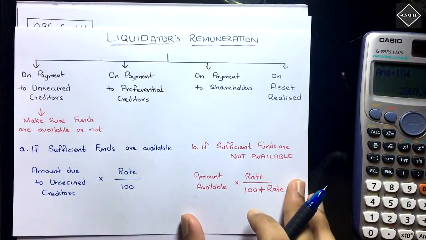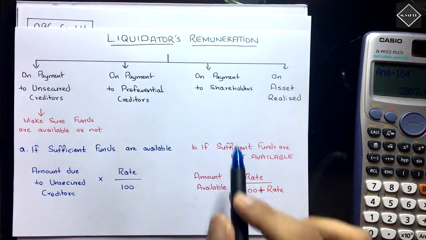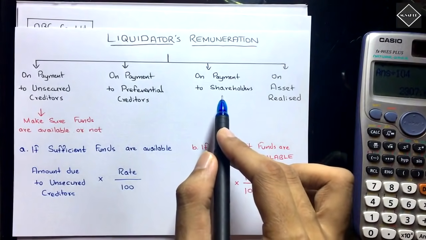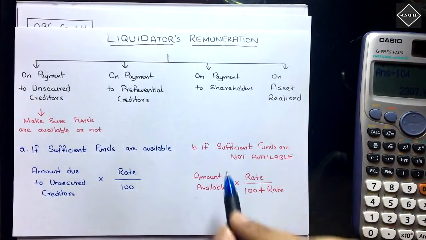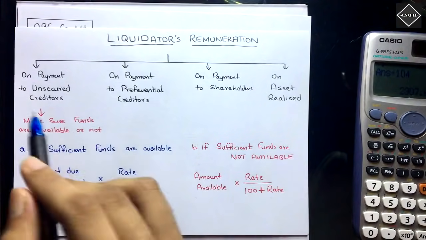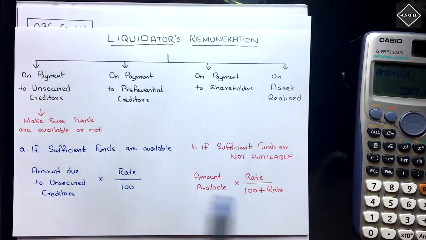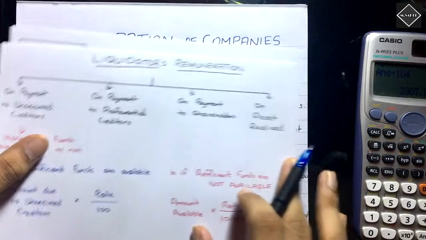And when payment to shareholders is also given, you have to make use of this same formula, because here always the funds will not be sufficient. This formula also you have to use over here. But mostly in all the questions, whenever unsecured creditors come, make sure whether funds are available or not and use the formulas accordingly. So now let's solve the question and see practically how it happens.